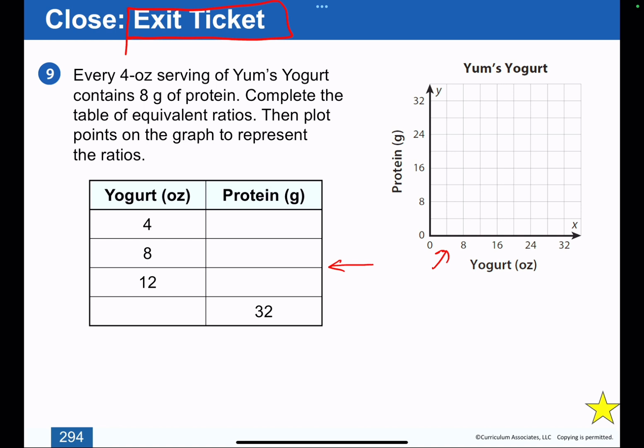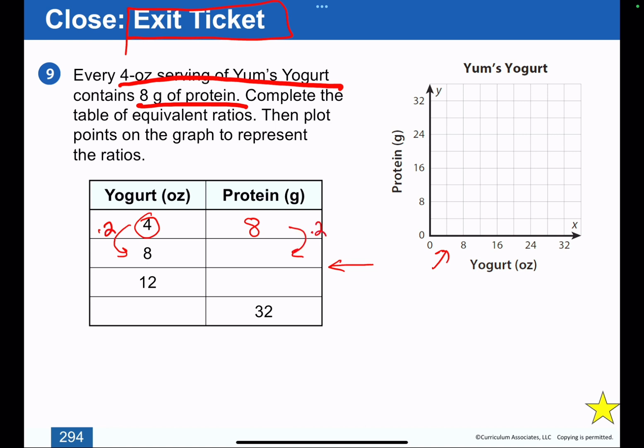Every 4 ounce serving of Yum's yogurt contains 8 grams of protein. Complete the table of equivalent ratios, then plot the points on the graph to represent the ratios. Well, this is interesting. It didn't give me one, right? It says every 4 ounces to 8 grams of protein. Well, it kind of did, didn't it? So we already have 4 ounces to 8 grams of protein. How can we get from 4 to 8? Well, that would be multiplying by 2.